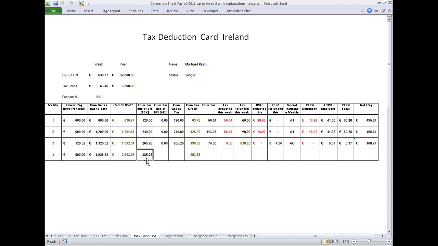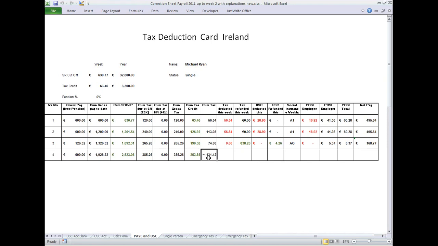That works out at 385.26. He won't pay any tax at the 41%, 0, so his cumulative gross tax to date will be that plus that, which of course is 386.26. Now his cumulative tax credit is 253.85, so we take that from that to see how much tax he owes year to date, which is 131.42. Now from the previous week he has paid 74.88.